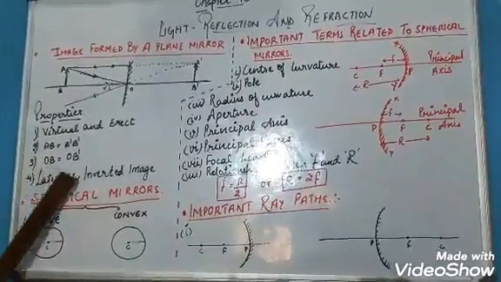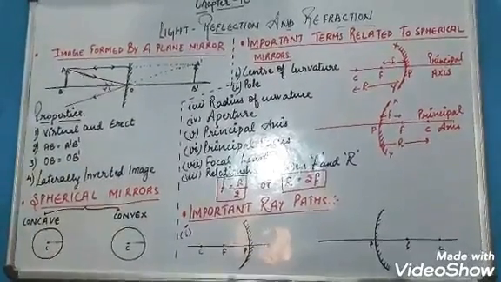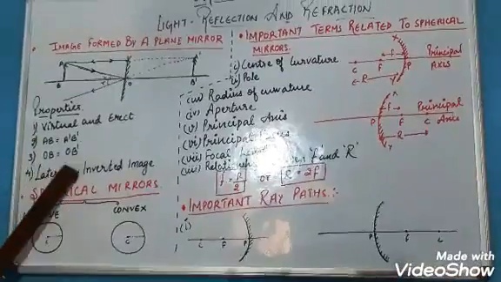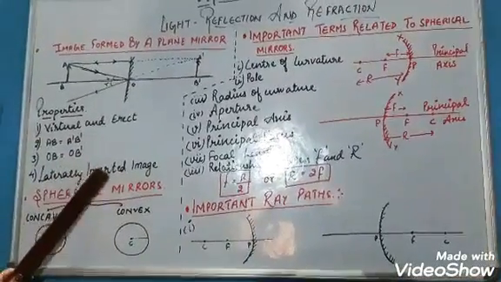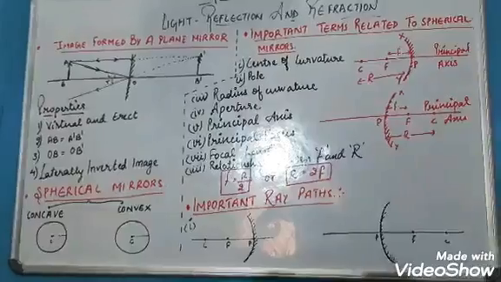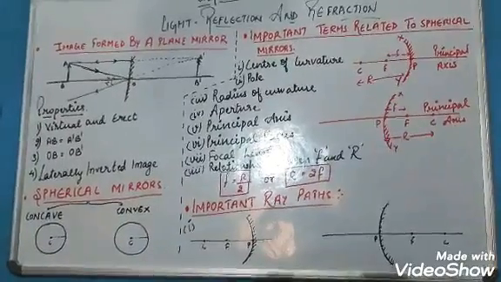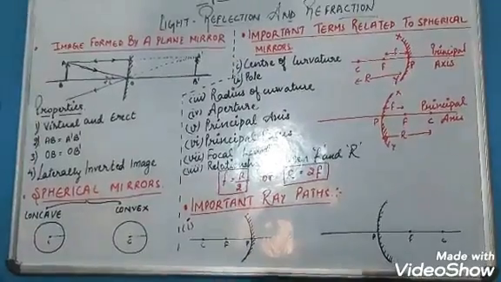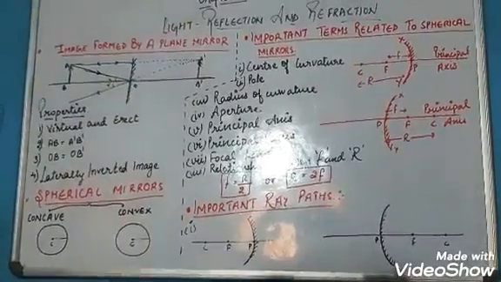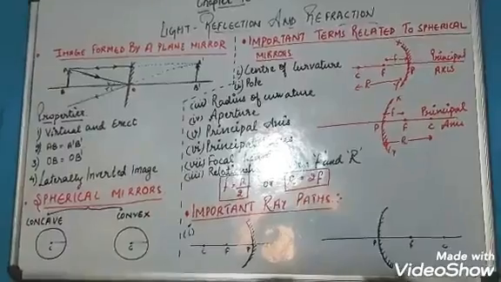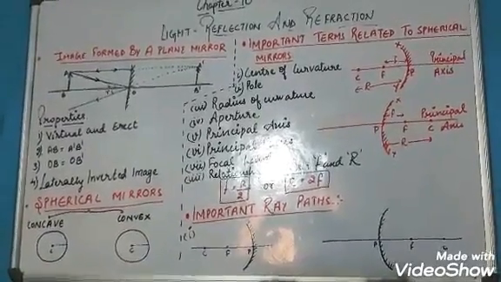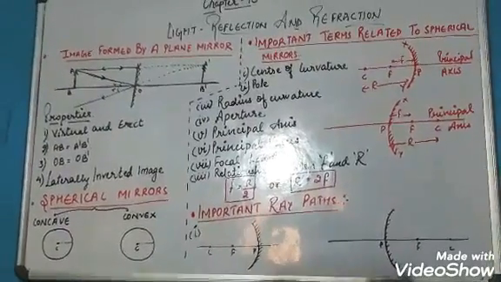Then the fourth is laterally inverted image. The image will be laterally inverted. This is the important point here. Why are we saying this is laterally inverted? Laterally inverted means the left side of the object will appear as the right side of the image, and the right side of the object will appear as the left side of the image. That is laterally inverted. So all four points are clear.